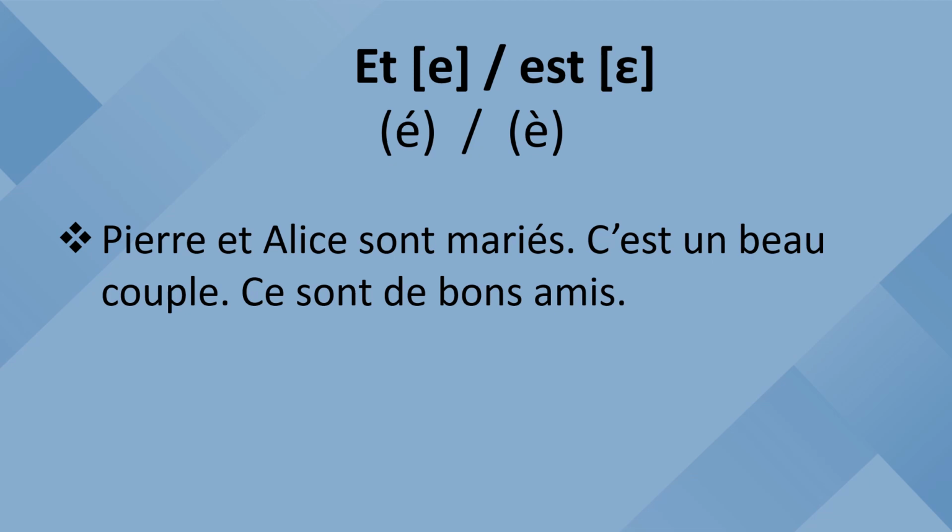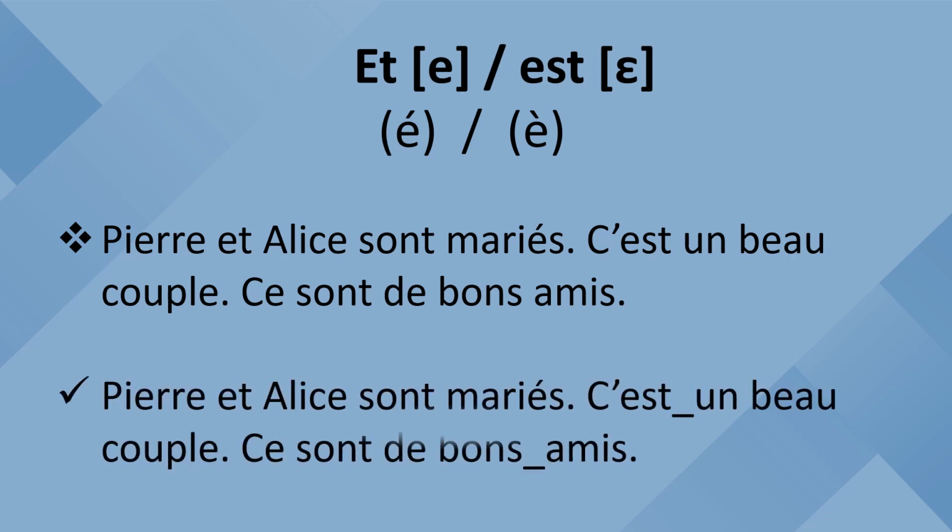Okay, I'm going to give you the answers. Pierre et Alice, so no liaison here, as I mentioned before. Pierre et Alice sont mariés. C'est un, so here I'm going to have a liaison, because as I said to you, it's compulsory. C'est un beau couple. And I'm going to finish by saying ce sont de bons amis. So here you're going to have a liaison as well if you have an adjective placed before the noun in the plural form.